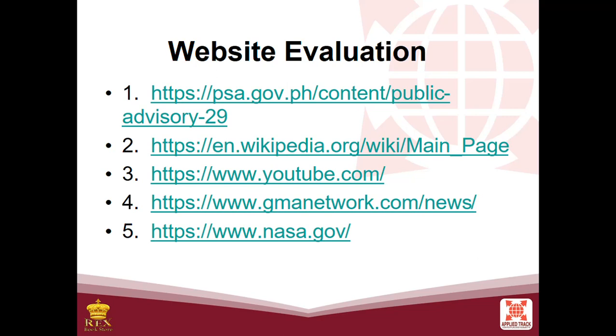1.0. So Wikipedia can be edited, so it's not read-only. YouTube, you can upload videos, and so on and so forth. So PSA is pretty much an example, where you can only get information, together with the GMA News website and NASA. So those are examples of Web 1.0 or static web.